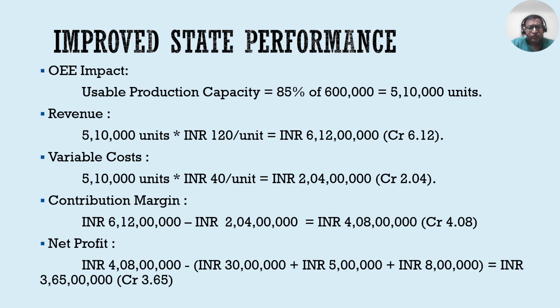Variable cost is equal to usable production capacity multiplied by variable cost, coming to 2 crore 4 lakhs. Contribution margin is equal to 4 crore 8 lakhs, and potential net profit is equal to contribution margin minus total fixed cost. Remember the total fixed cost is the summation of all the fixed costs booked during the current state and the costs incurred during the improved state for maintenance and automation of the equipment, which altogether comes to 3 crore 65 lakhs.